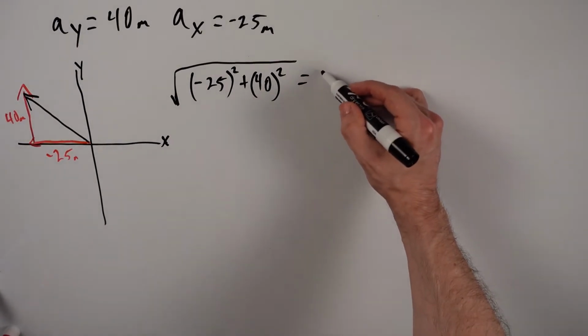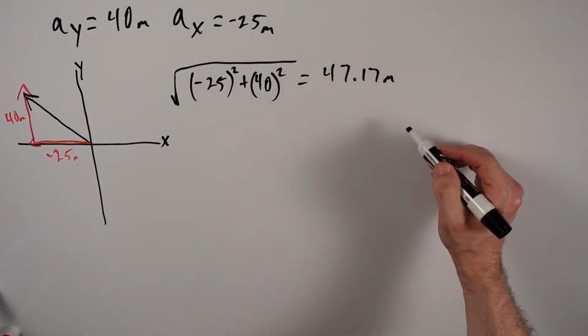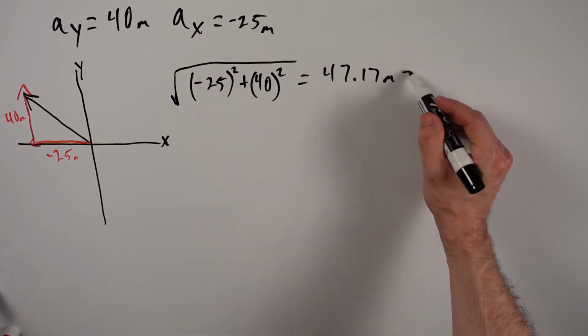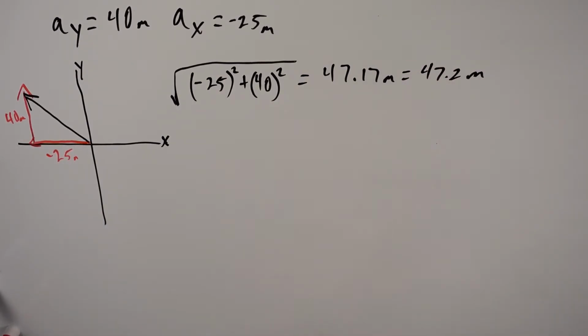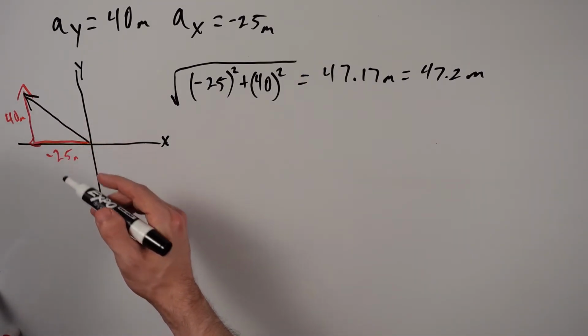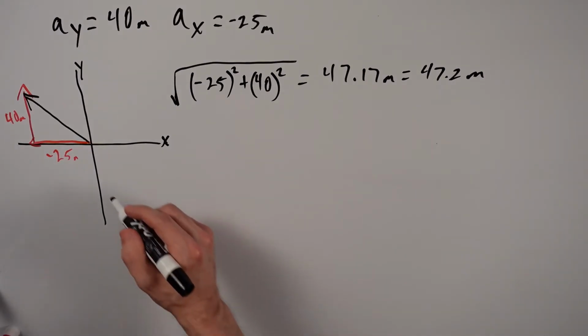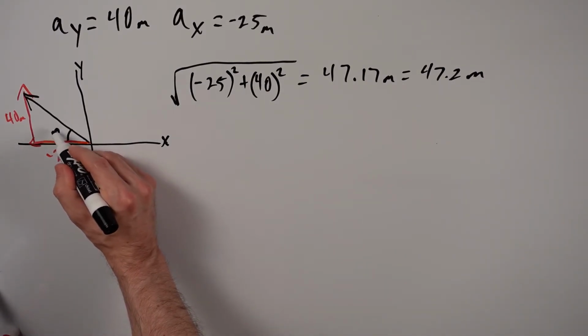And you should get about 47.17 meters, which we can just say is 47.2 meters. So this gives us the magnitude of this vector. The next thing is we want to find some angle. And I will just make this theta.